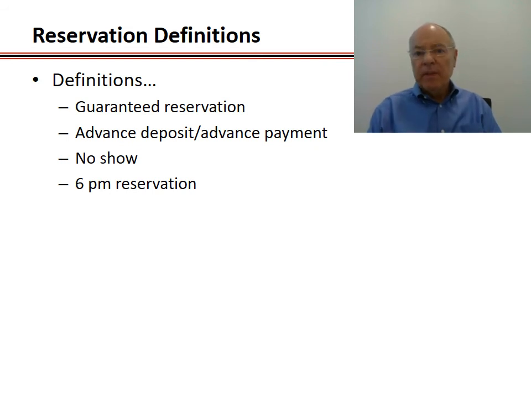What's a no-show? A no-show is when you have a guaranteed reservation, or advance deposit for that matter, and you don't show up. If you don't show up and you had a 3-day reservation, typically in a guaranteed reservation, you only get charged for one night. You don't get charged for all 3. The hotel has the ability to make that up. It's not always the case, but that's how it starts.